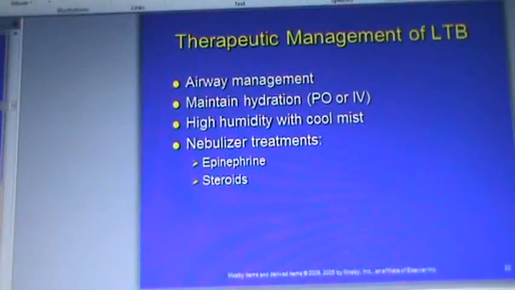Airway management, maintain hydration, PO or IV, high humidity with cool mist, nebulizer treatments, epinephrine and steroids.